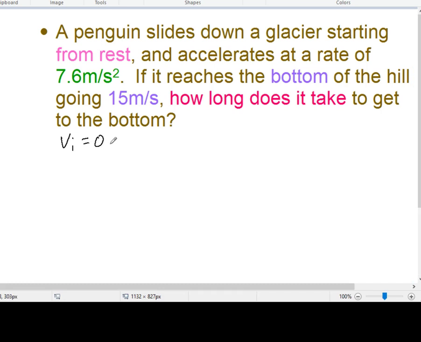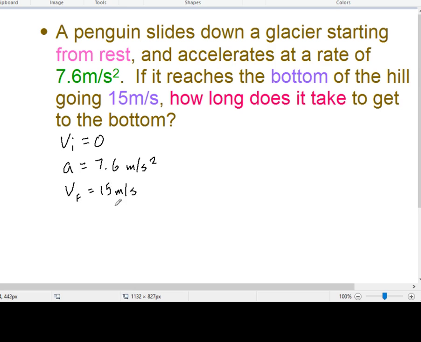Then it starts accelerating at a constant rate of 7.6 meters per second squared. I'm not sure it would really accelerate at a constant rate, but it makes the math a lot easier as we're learning this stuff. If it reaches the bottom of the hill going 15 meters per second, well, there's another velocity, and this would be our final velocity, 15 meters per second.